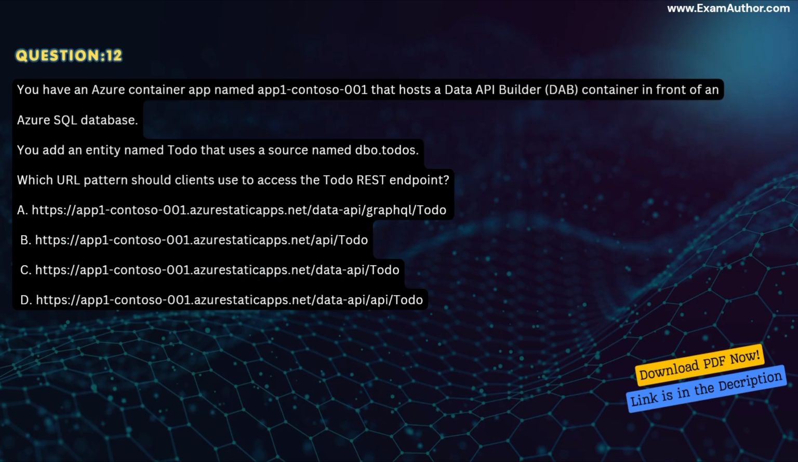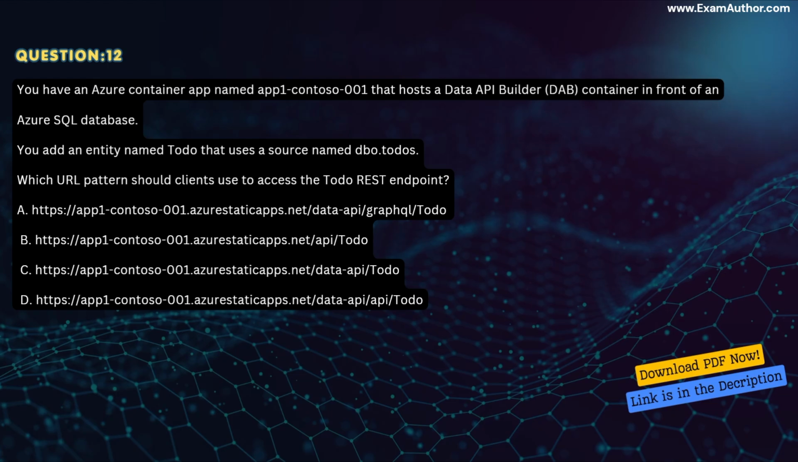Question 12. You have an Azure container app named App1-Contoso-001 that hosts a Data API Builder (DAB) container in front of an Azure SQL database. You add an entity named todo that uses a source named dbo.todos. Which URL pattern should clients use to access the todo REST endpoint?